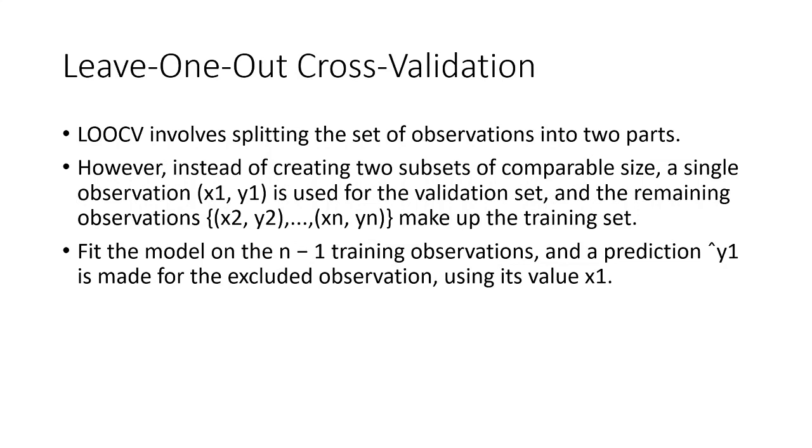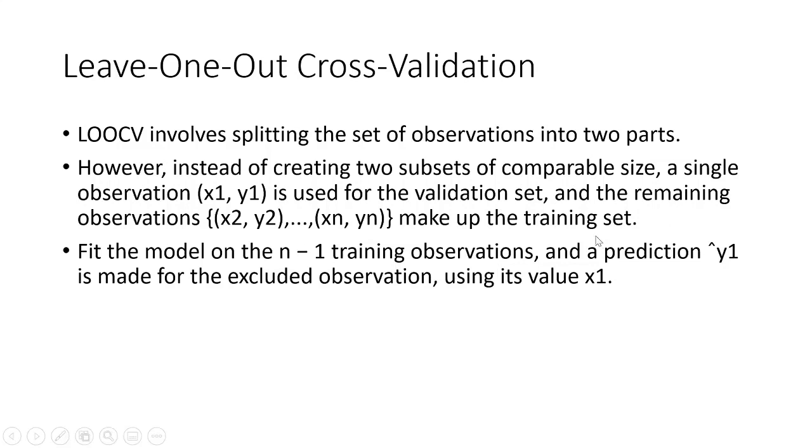However, in LOOCV, instead of creating two subsets of comparable size, we leave out a single observation. Each time we leave out a single observation x and also its corresponding y. If you have more than one predictor, you can have x1, x2, x3, and so on. You leave out one observation, which is used for the validation data set, and the rest of the data will be the training data set.